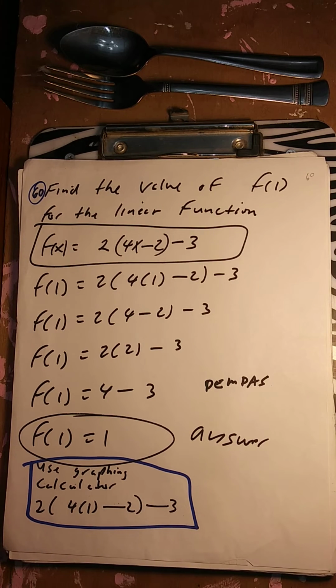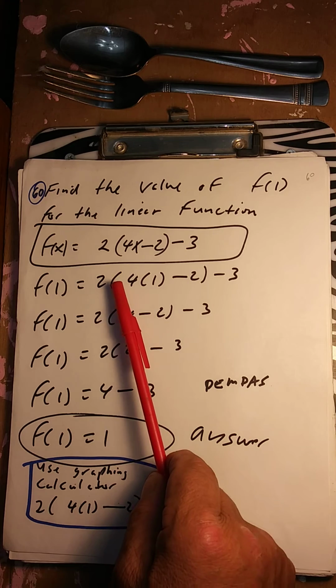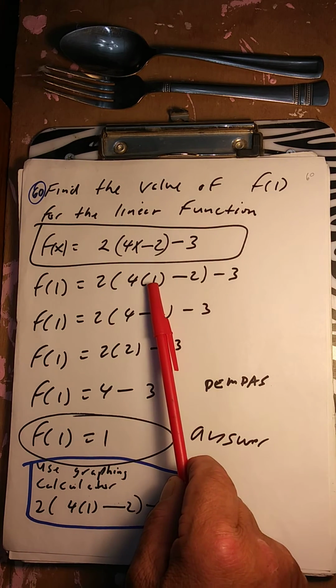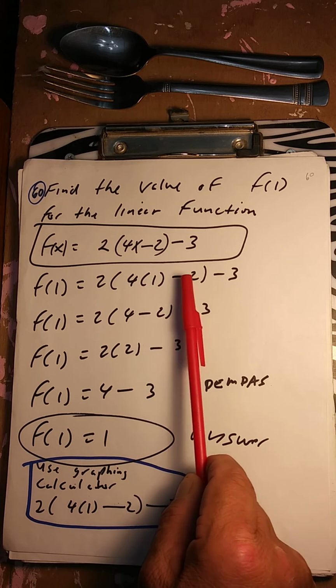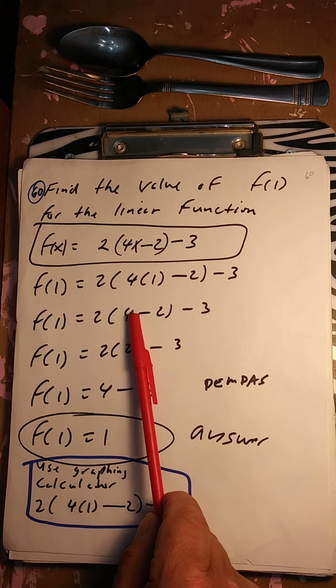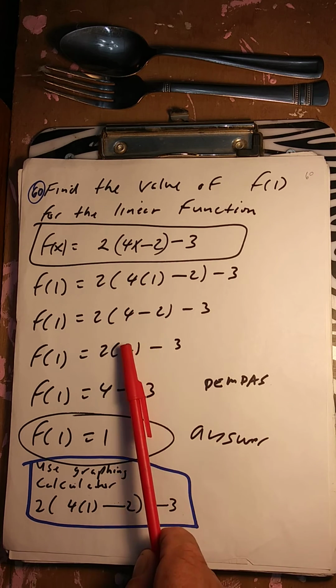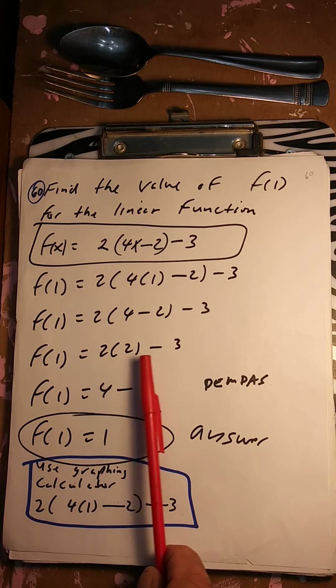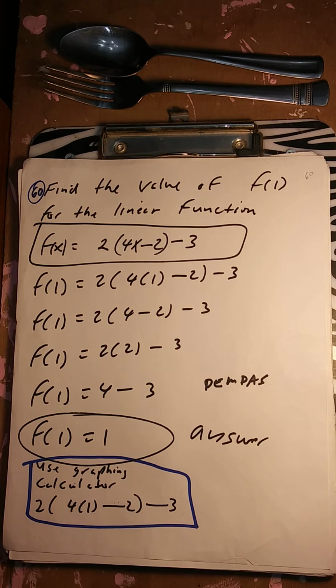Alright, find the value of f of 1 for the linear function. f of x equals 2 parentheses 4x minus 2, close it, minus 3. Put a 1 in there. And then multiply or subtract. Multiply first. 4 times 1 is 4. 4 minus 2 is 2. Now we have multiplication, subtraction. Got to do this first. 2 times 2 is 4. 4 minus 3 is a 1. Okay.